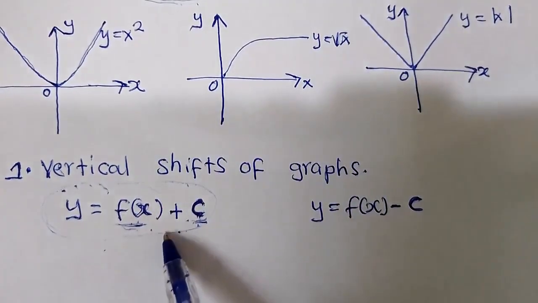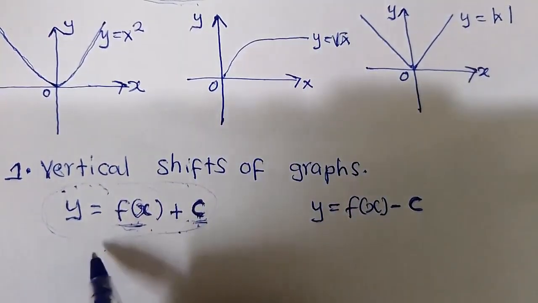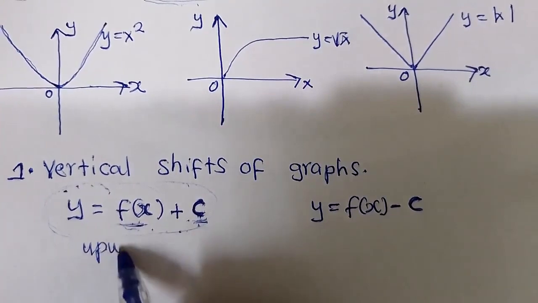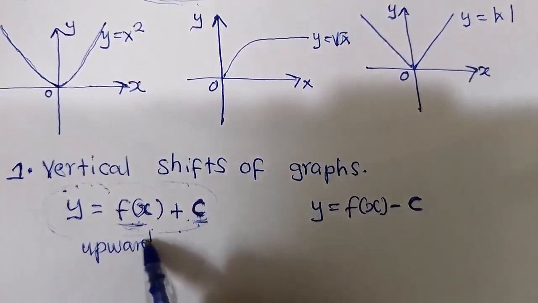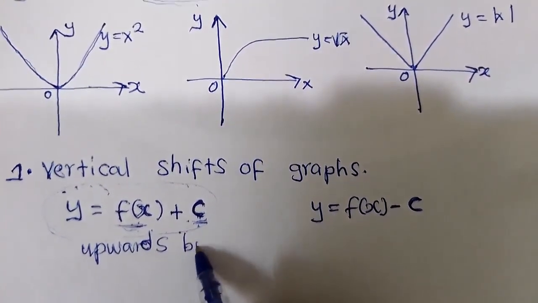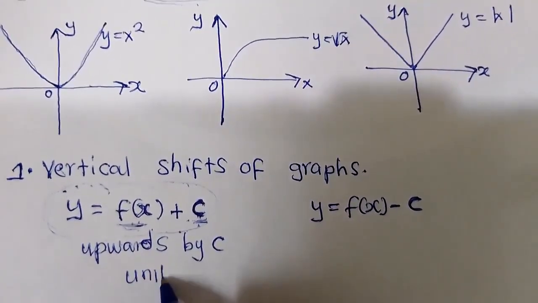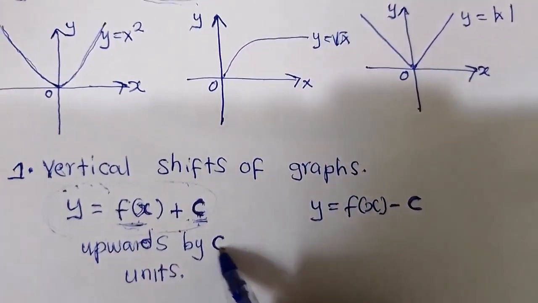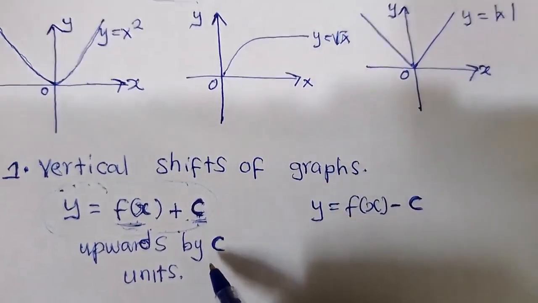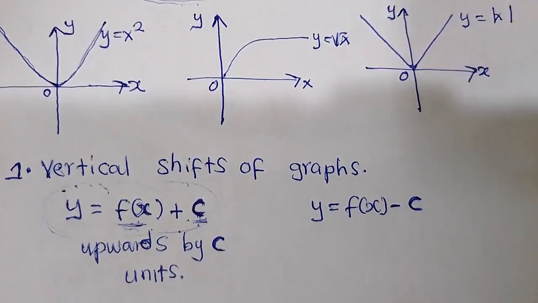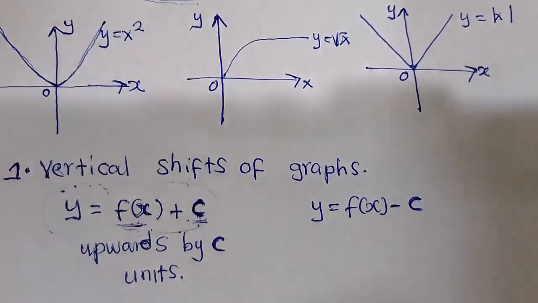So when a graph is like this, the graph moves upward. The graph moves upwards by C units. C is a number. So if it is 2, it will move by 2 upwards. This is what you need to know and understand.